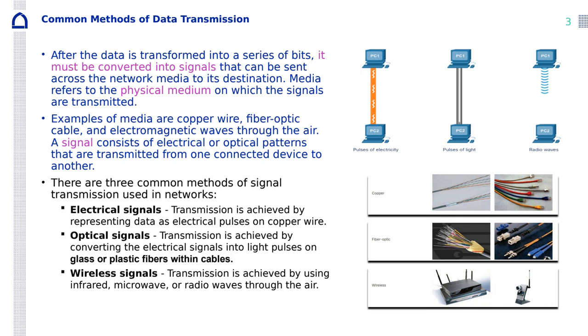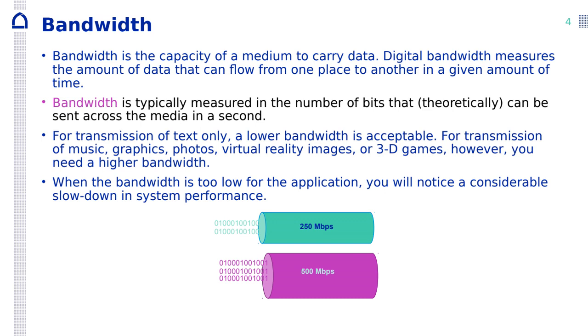Here we have the three. If you look here, this is the copper. This is fiber. And this is wireless. Any questions? Okay.